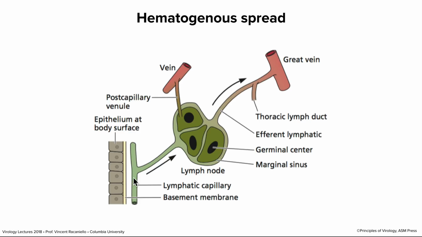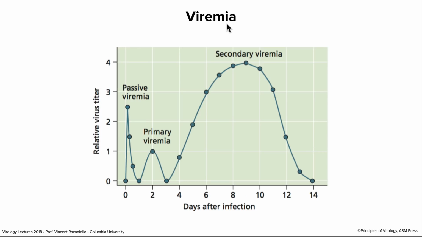It could also enter the blood, but typically the virus enters the lymph, goes through a lymph node, and eventually gets back into the blood circulation. And there, of course, the virus is brought throughout the body and could potentially replicate everywhere. Virus in the blood is called viremia.